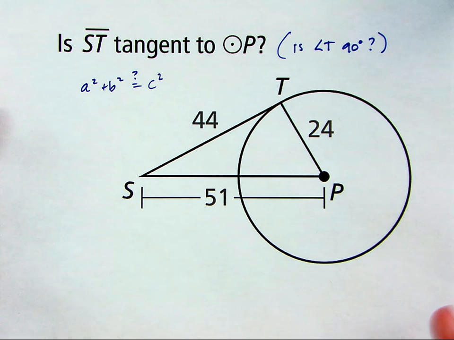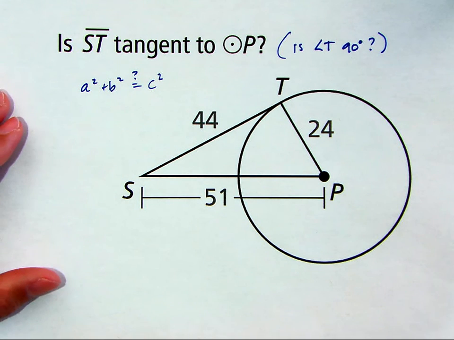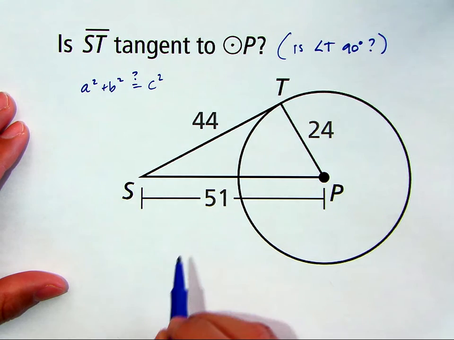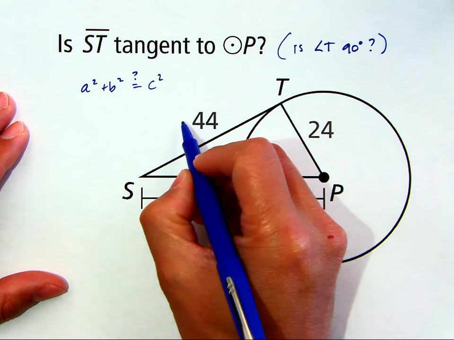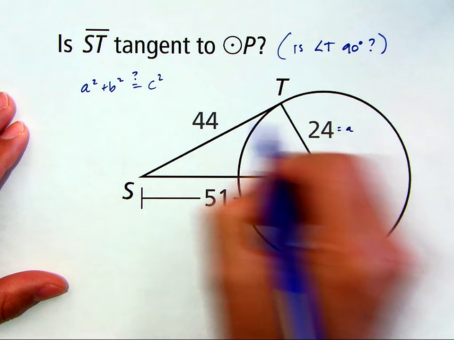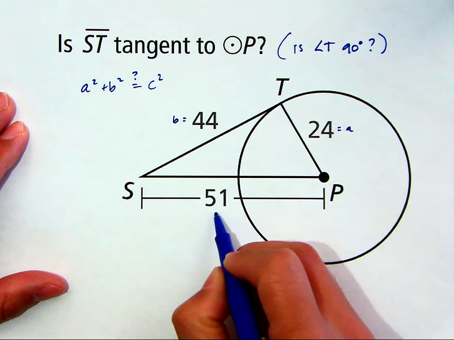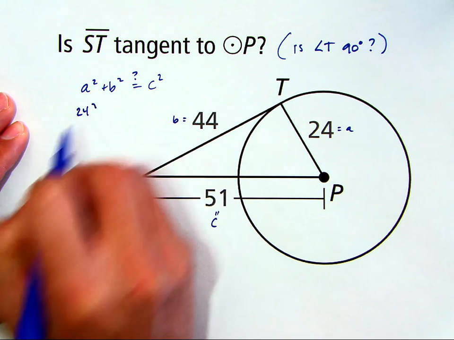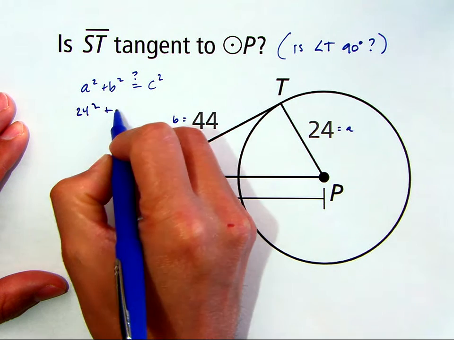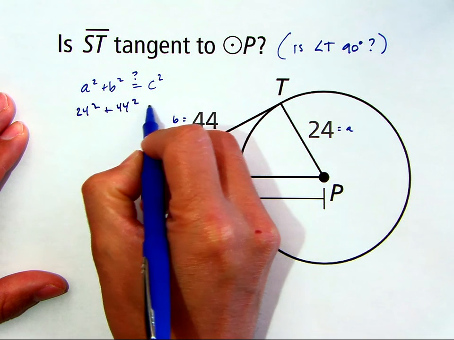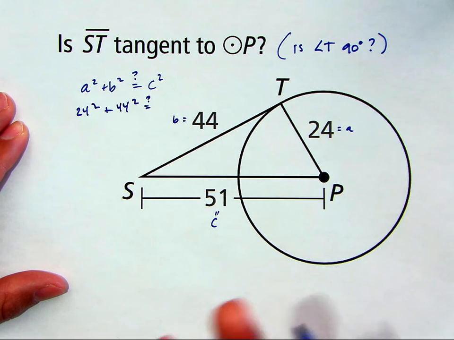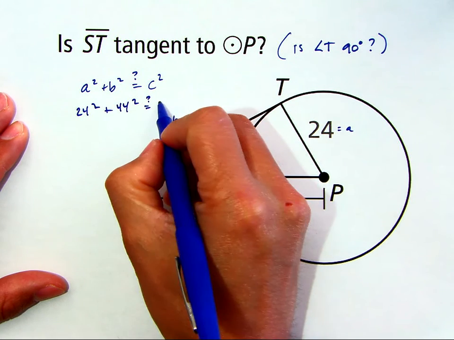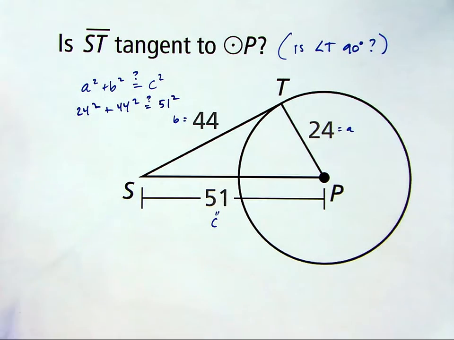All right, so let's go ahead and substitute the values. I'll pull out a calculator and we'll check to see what the answer is. Okay. All right, so let's just call this one A. Let's call that one B, and let's call that one C there. Right, so we'll have 24 squared plus 44 squared, and we want to know whether that is equal to 51 squared.